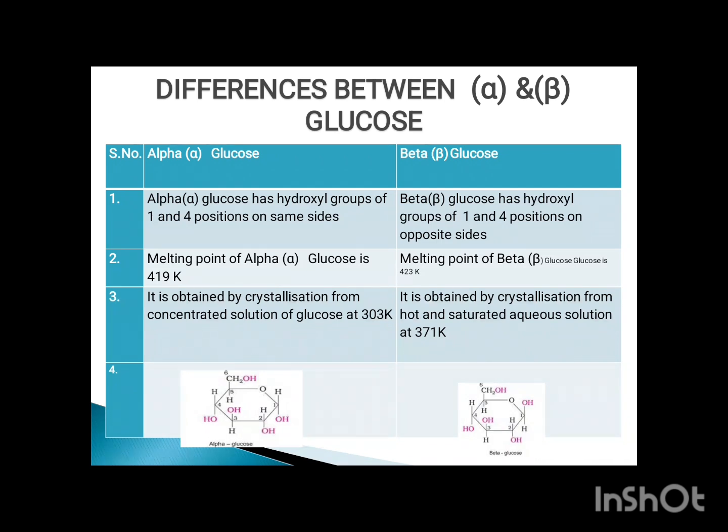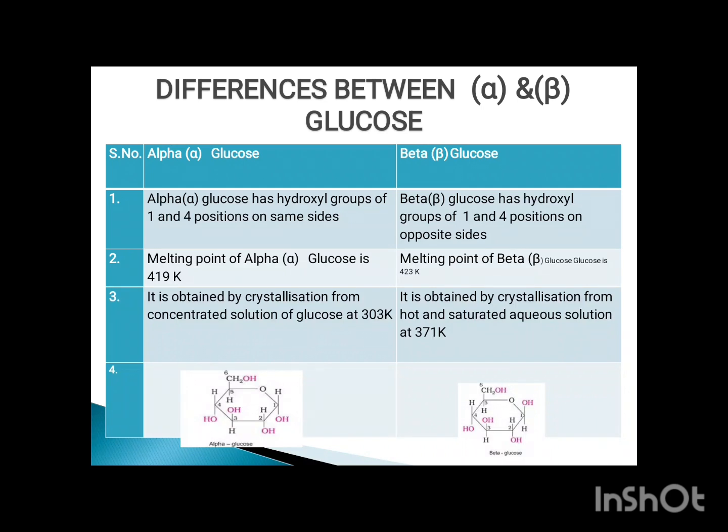Melting point of alpha glucose is 419 Kelvin. Melting point of beta glucose is 423 Kelvin. Alpha glucose is obtained by crystallization from concentrated solution of glucose at 303 Kelvin. Beta glucose is obtained by crystallization from hot and saturated aqueous solution at 371 Kelvin.